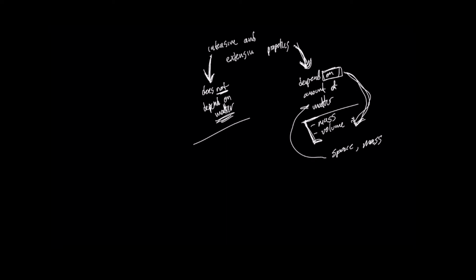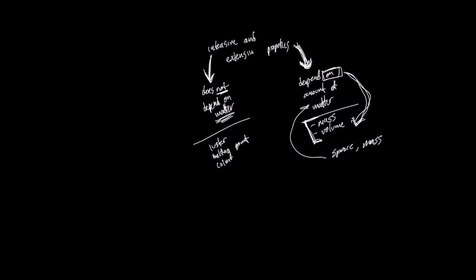So those are examples of extensive properties, whereas an intensive property would not depend on the amount of matter. So it could be something like luster, or it could be something like the melting point. Again, we talked about this a little bit earlier. Could be something like density. Actually, I'm not sure that's a very good example, but we could have color.